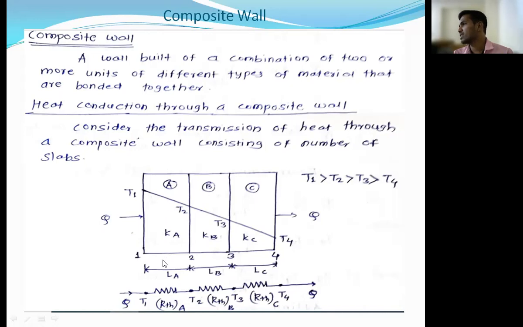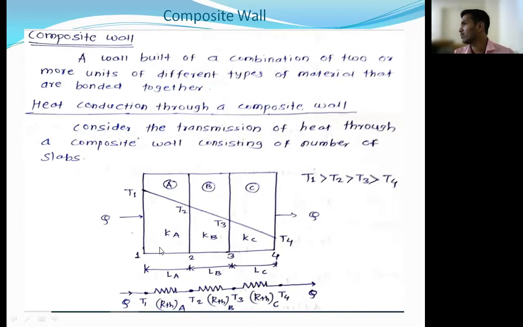What is the thickness of slab A? That is LA. What is the thickness of slab B? That is LB. And what is the thickness of slab C? That is LC. Okay, thermal conductivity of plate A is KA, plate B is KB, and plate C is KC. And we have assumed this condition: T1 is greater than T2, T2 is greater than T3, and T3 is greater than T4. Already we have discussed the derivation for this simple plane wall.